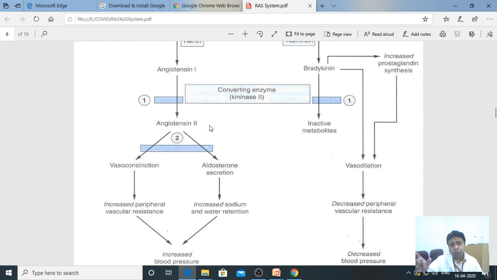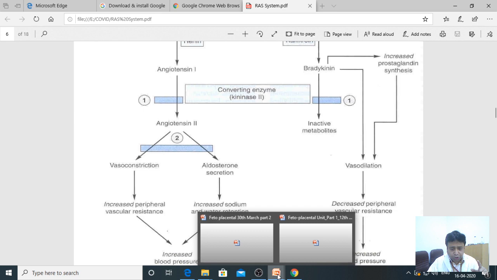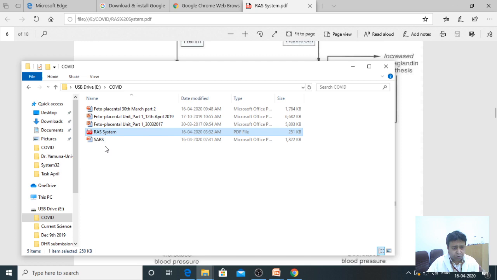Now that has an extremely strong relevance to today's coronavirus crisis, because this angiotensin converting enzyme type 2, or ACE2, which is again a membrane bound receptor that converts angiotensin 2 to ANG1-7, is also a receptor for coronavirus entry. Now I'm going to quickly pull up just two slides to show you what I'm trying to tell. Okay, so let me bring this slide over here.